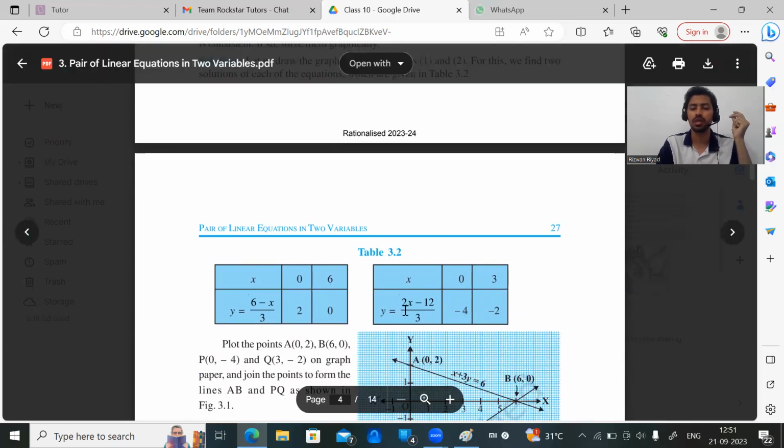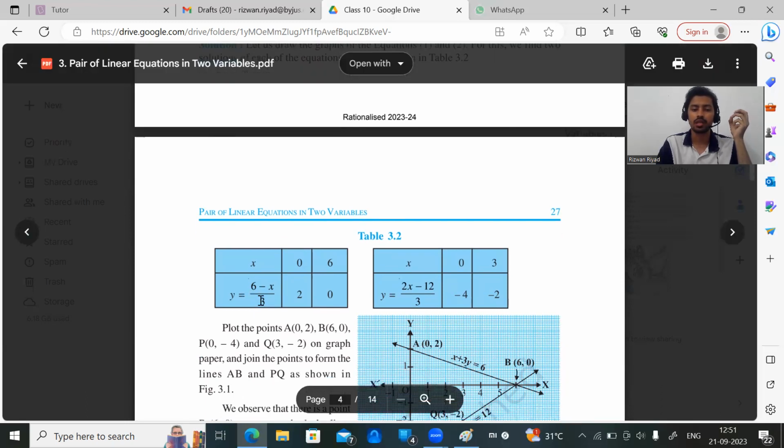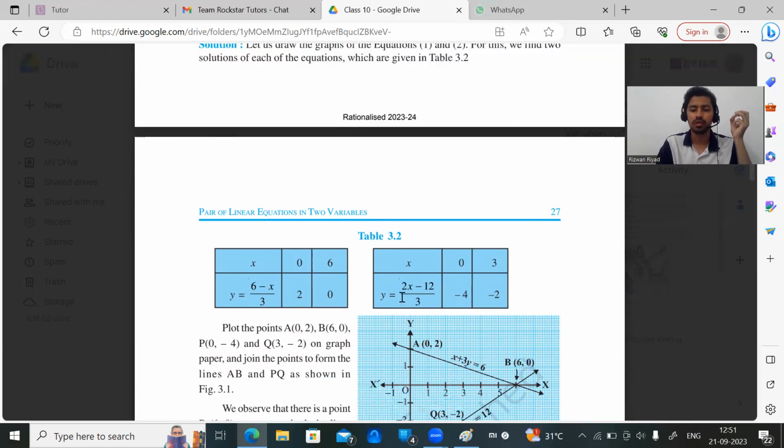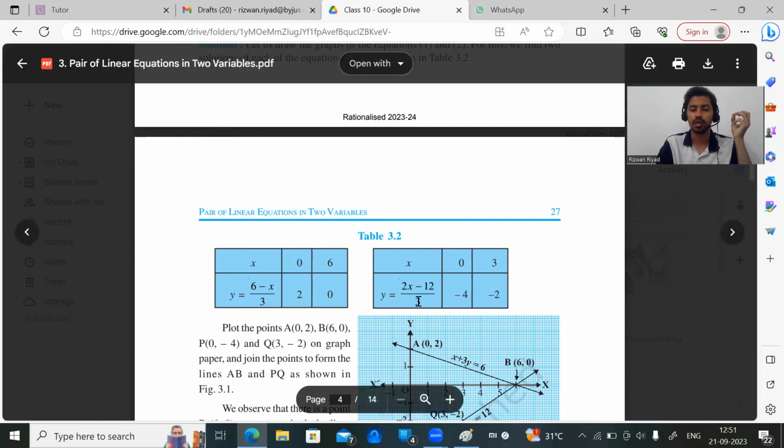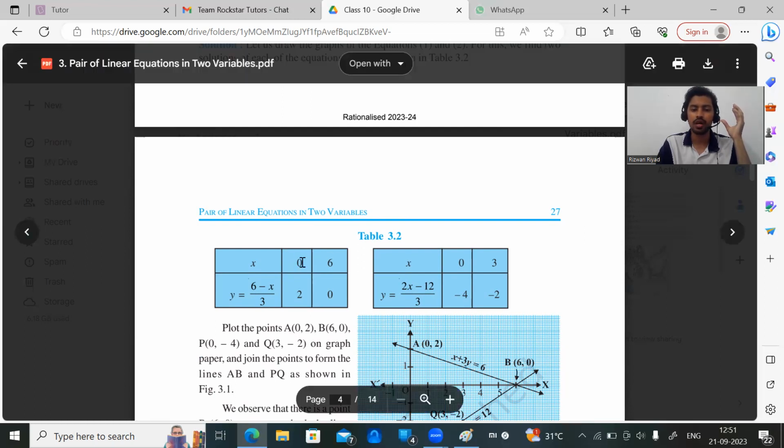So these are the tables. In the first equation, y is equal to (6 minus x) whole divided by 3. And in the second equation, y equal to (2x minus 12) whole divided by 3. Now if you put each value for x here, you will get the corresponding y value.